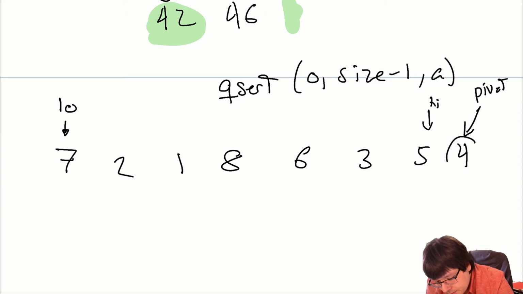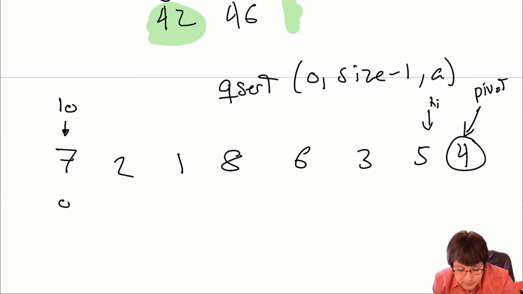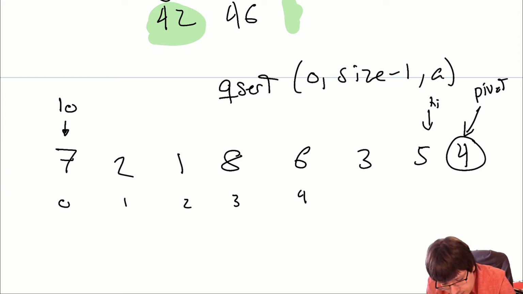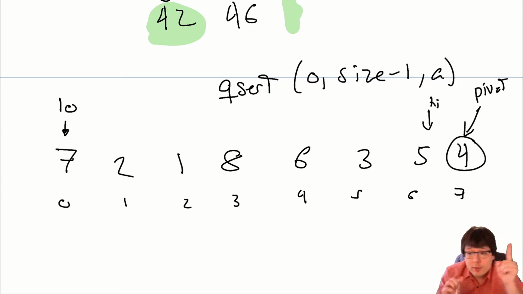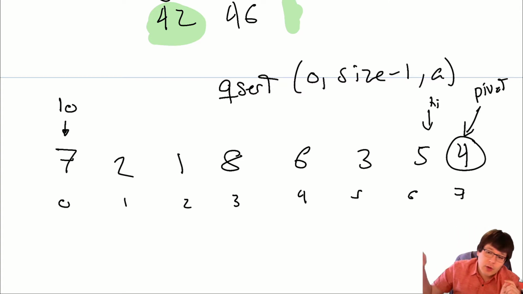Okay, so let me number these indices. And here we go. We've got low and high. Low is equal to 0, high is equal to 6, and the pivot contains the number 4. So we start out by looking at low. Low is greater than the pivot, so we have to find something to swap it with. Just to be clear, there are two loops going on here. One of the loops is for low to increase, and one is for high to decrease.